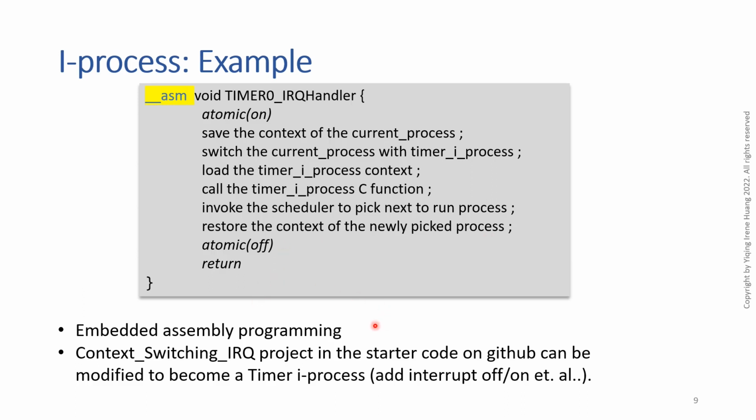Again, this piece of code is usually done in embedded assembly. And I have the starter code, the context switching IRQ project, on GitHub to show you one implementation of this I process using embedded assembly code.